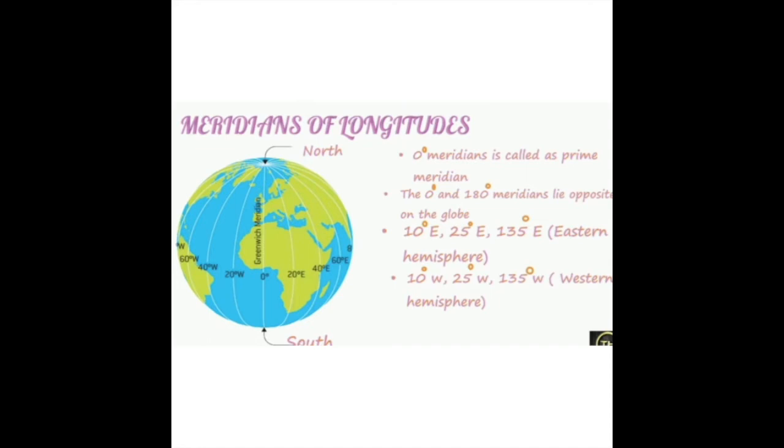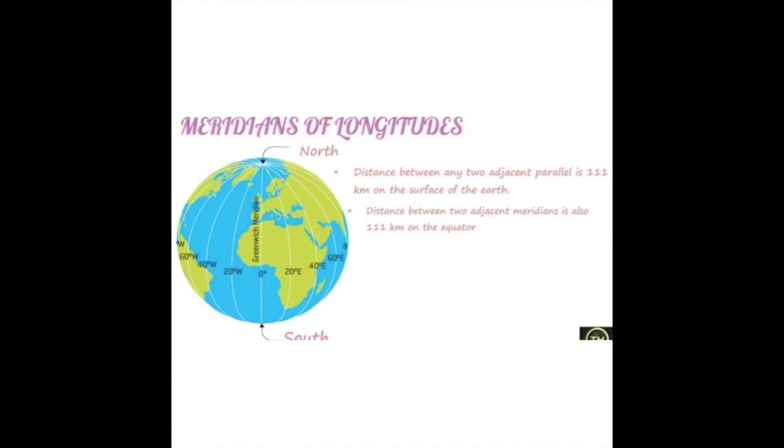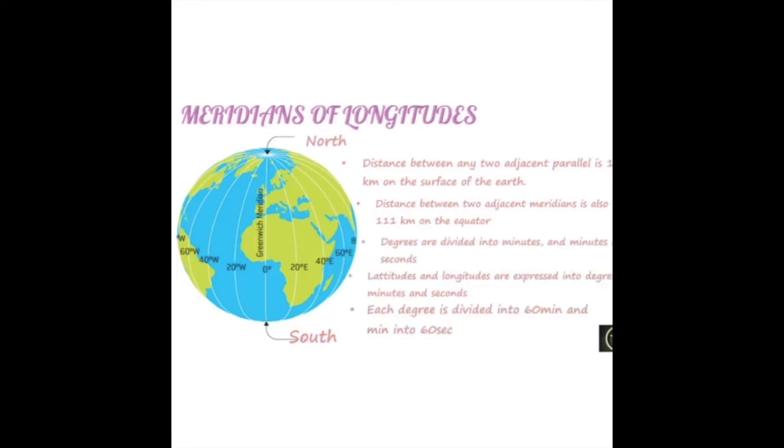The distance between any two adjacent parallels is 111 kilometers on the surface of the Earth. The distance between two adjacent meridians is also 111 kilometers at the equator. Degrees are divided into minutes and minutes into seconds. Latitudes and longitudes are expressed in degrees, minutes and seconds. Each degree is divided into 60 minutes and each minute into 60 seconds.